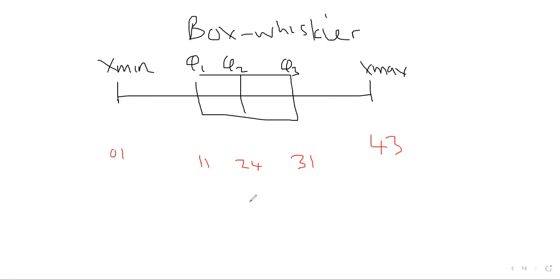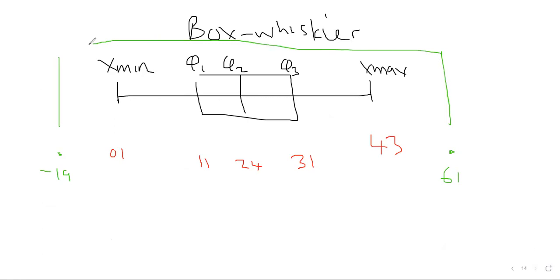Where is negative 19? Somewhere here, and positive 61 is somewhere here. So these are the extreme values. If all these figures are within the extreme values, it means we have no outlier. An outlier is simply a number that is outside the feasible region. So with that being said, there is no outlier.